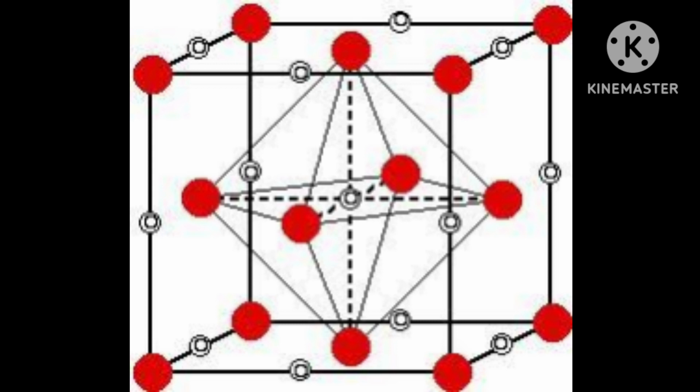Now again you can see, beside the body center, there is one octahedral void at the center of each of the 12 edges. You will think, where are the 12 edges? Actually, here you have seen. Beside the body center, there is one octahedral void at the center of each of the 12 edges.